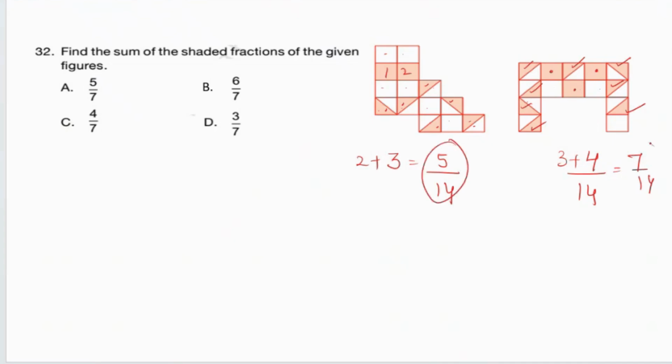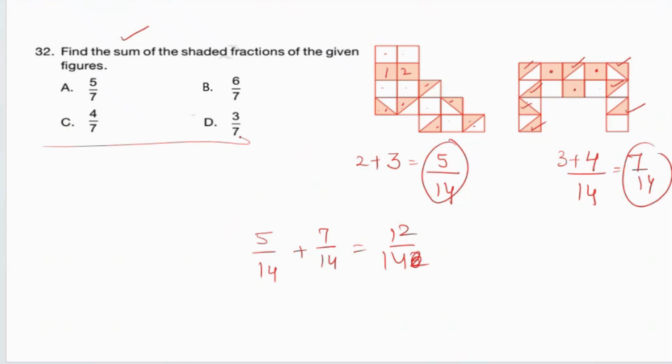So 5 by 14 plus 7 by 14, right? Because they are talking about sum, I have to add it. 5 by 14 plus 7 by 14 will become 12 by 14. But 12 by 14 is not in the options, so what should I do? I have to go for its reduced or simplest form. Both are in the 2 table, so I will divide by 2. That will be 6 by 7. So option B should be my answer, 6 by 7.